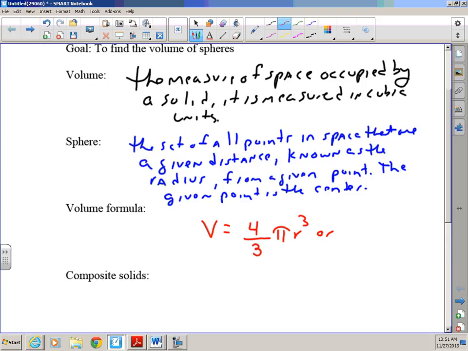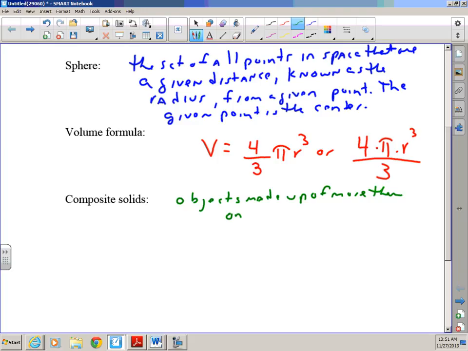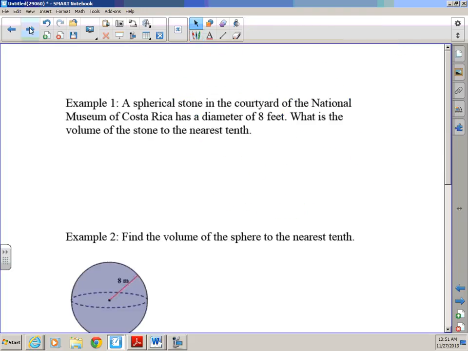Now, instead of doing 4/3 and trying to convert that to its repeating decimal equivalent of 1.3 repeating, the simplest thing to do is to multiply 4 times pi times r cubed and divide that answer by 3. Okay? Lastly, as we've been saying all along, composite solids are objects made up of more than one solid. All right, so now we're going to work through some examples, which should be pretty straightforward.